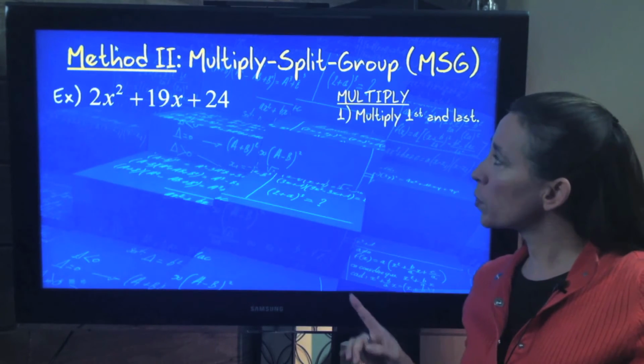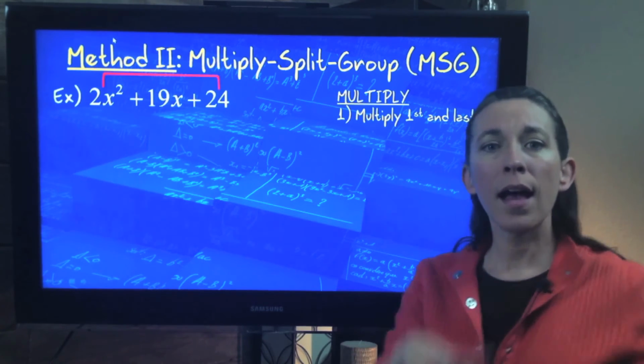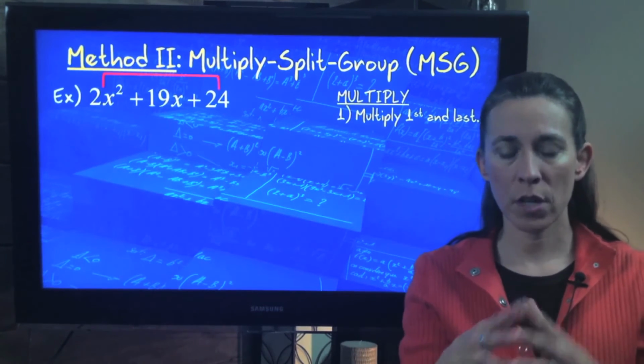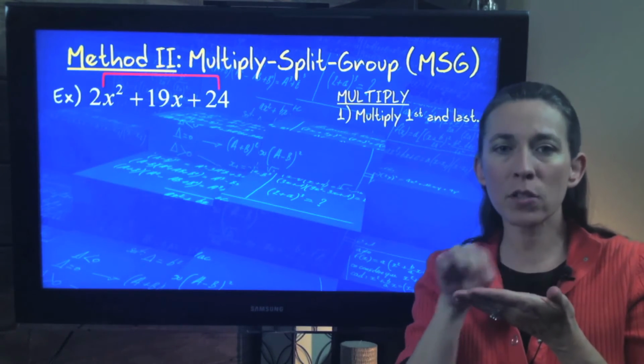We're going to multiply the first and the last numbers, in this case the 2 and 24. A big hint from me to you: first of all, I want you to tap the 2 and 24. This is called muscle memory.